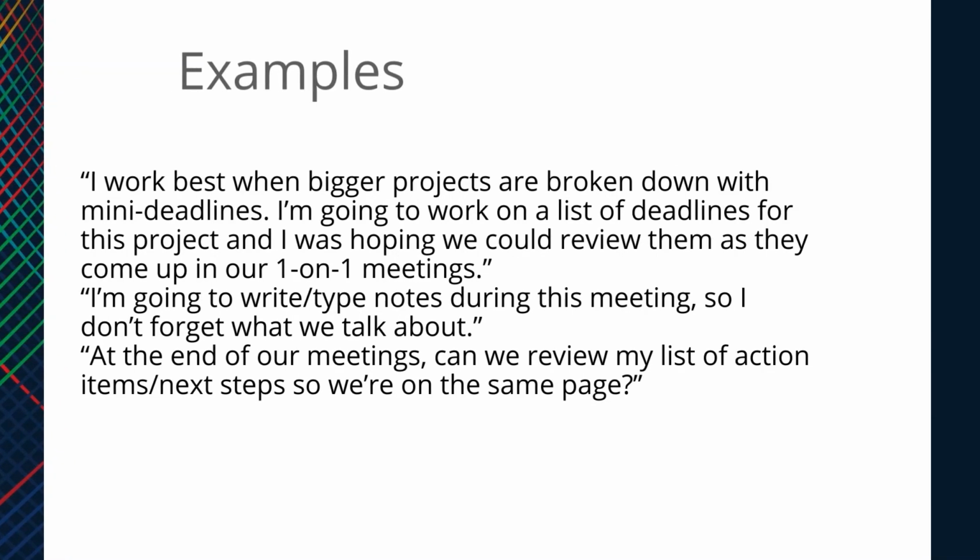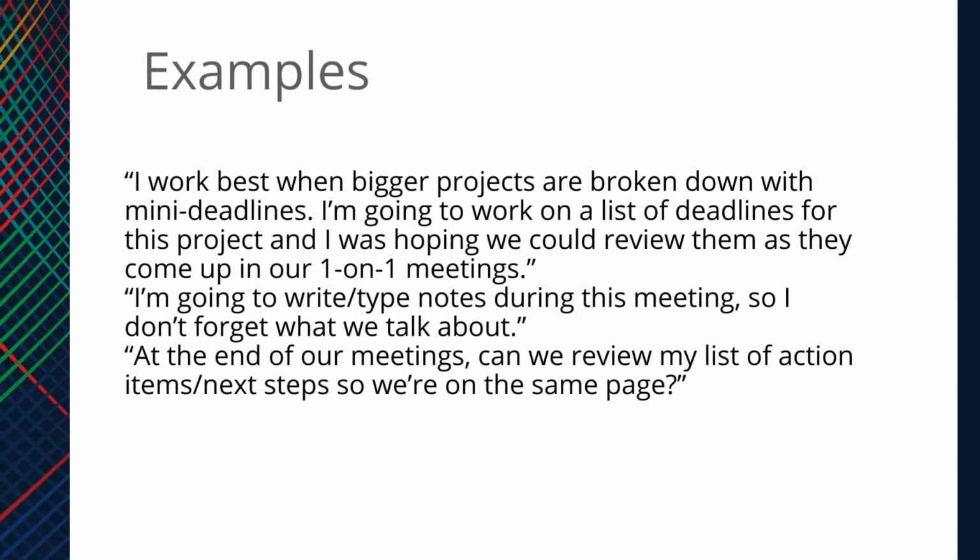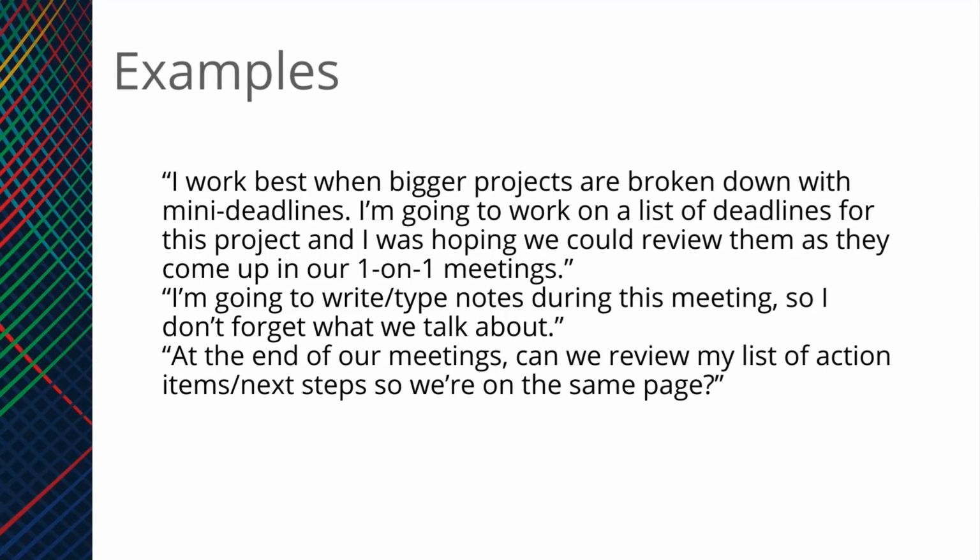So some people, for example, might work better when they break big projects down into smaller mini deadlines. So this is an example of something that person might say to their supervisor. I work best when bigger projects are broken down, so I'm going to work on a list of deadlines for this project, and I'm hoping that we could review them as they come up in our one-on-one meetings. In this instance, the supervisor just gave one big deadline, but this person knew that they work better when they have mini deadlines along the way and they're involving their supervisor in the process.